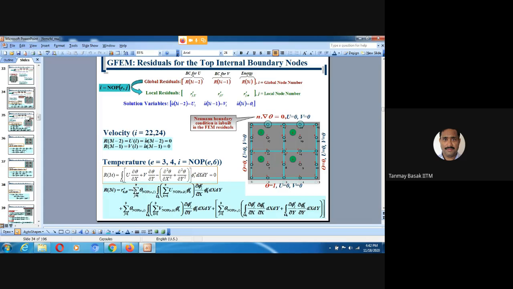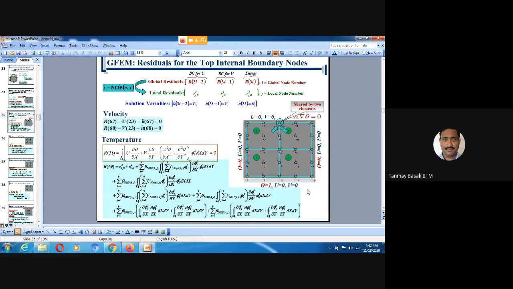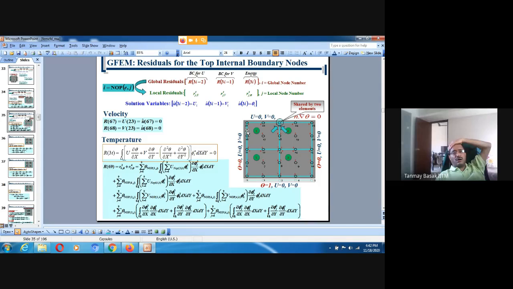The residual is u dou theta dou x plus v dou theta dou y minus dou square theta dou x square plus dou square theta dou y square, which is orthogonal to the basis function. Here local 1, 2, 3, 4, 5, 6, the sixth local basis function of the third element, is written as 5, 5, 6, 3, and then you do your usual calculations, and then we have another boundary here.